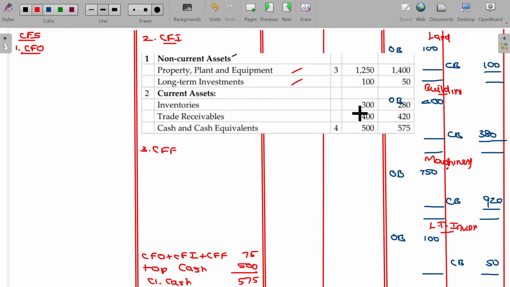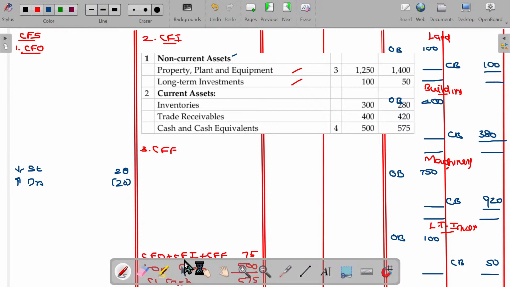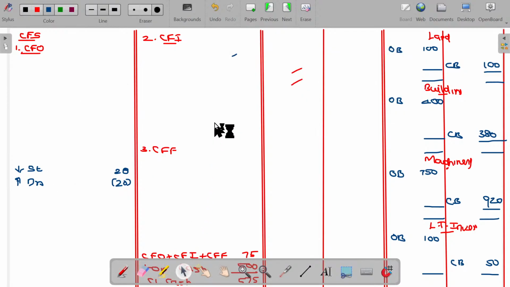And in case of inventory, 500 rupees becomes 280. Decrease in inventory. If the stock or current asset decreases, inflow of cash. It may be assumed cash realized. And if trade receivables or debtors increase, your money is locked outside, negative value. Cash and cash equivalents were already posted. Clear? We have posted the asset side items.